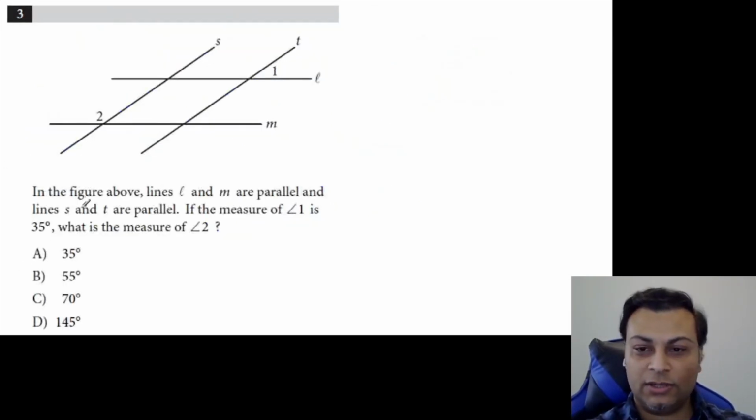Question 3, in the figure above, lines L and M are parallel, and S and T are also parallel to each other. If the measure of angle 1 is 35 degrees, what's the measure of angle 2? If this is 35, the thing about these parallel lines is that there are only two angle sizes. Every angle you see will either be 35 degrees or 180 minus that, so 145 degrees. Every angle in this picture.